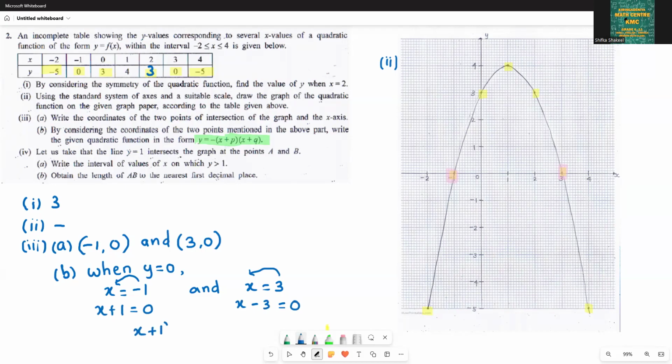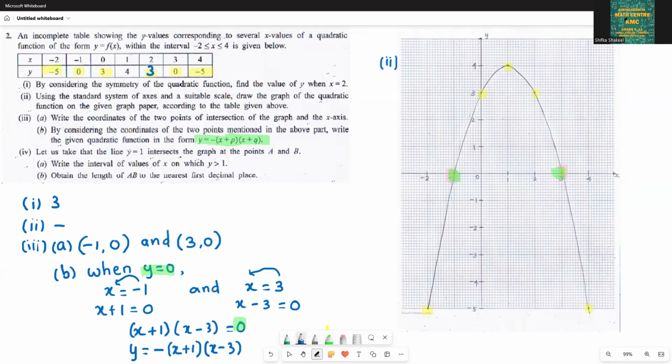So we can write x plus 1, x minus 3 equals 0. Instead of 0, we took when y is equal to 0, so instead of 0 we can write y. This is a parabola with a maximum, so we have to put a minus in front: y equals minus, x plus 1 as one group, and the other group is x minus 3. That is the equation. Without working out this method, by considering these values, you can write the equation directly.